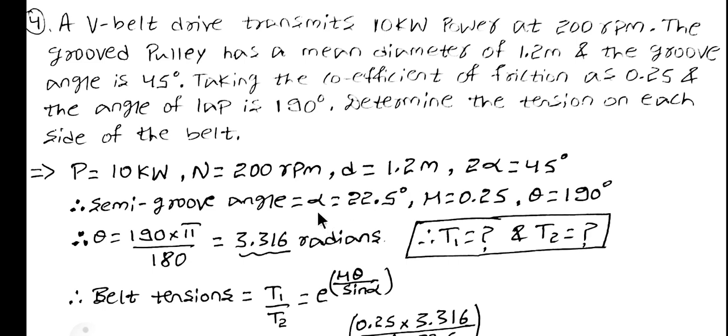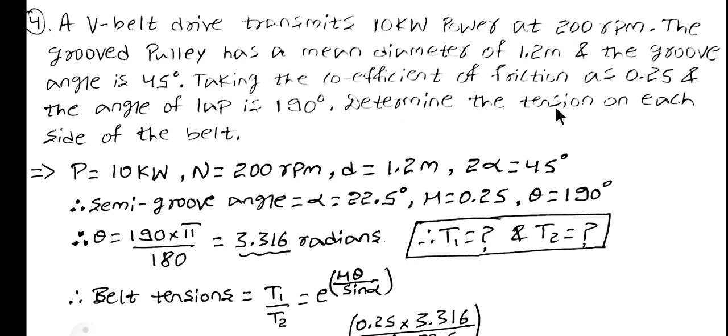Grooved angle is nothing but 2 alpha. It is 45. If you see the sketch of the V belt drive, whatever the tapered shape is there, the grooved angle is 2 alpha. He has given that angle 2 alpha. Taking the coefficient of friction as 0.25. Coefficient of friction is given, it is 0.25, and the angle of lap is 190 degree. Means the contact between the belt and pulley angle is 190 degrees, that is theta is given.